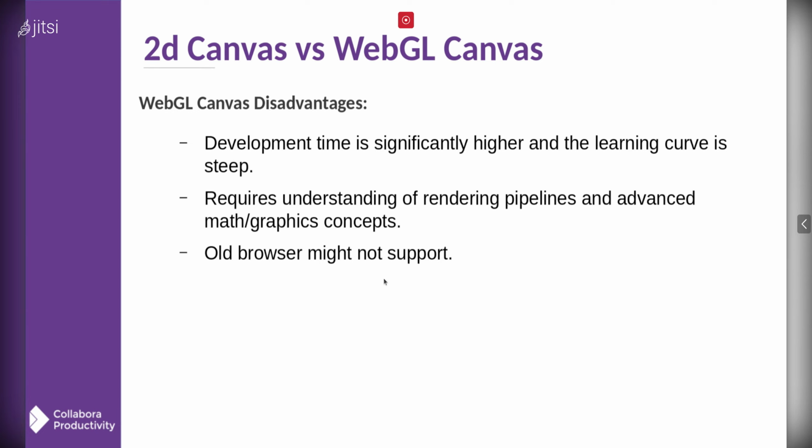WebGL also has some disadvantages, and the development time is significantly higher compared to the 2D canvas. It requires some basic level of math and graphics understanding if you are doing more complex rendering tasks. Also, some old browsers might not support it, so you have to implement a mechanism that performs on WebGL and falls back to the 2D canvas if the browser is not supported.